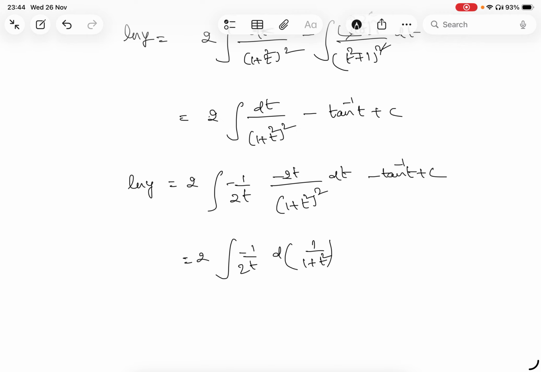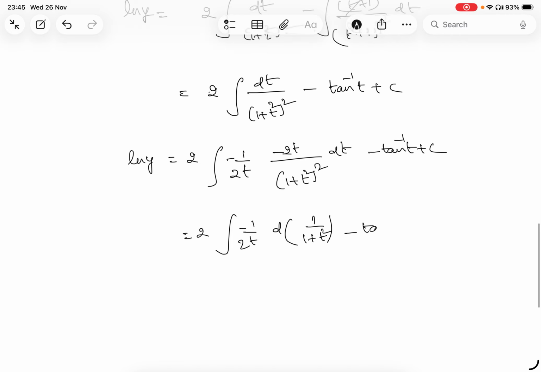As you can see, if you differentiate d of 1 by 1 plus t square, the denominator part will be 1 plus t square, and 1 plus t square into 0 minus 1 into 2t, right? Then it becomes minus 2t. Fine. You can write it like that, minus tan inverse t plus c.